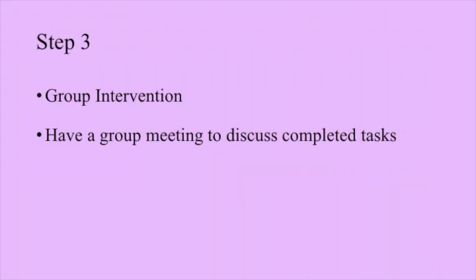Step 3 is group intervention. A group intervention may be necessary in order to persuade members that still are not on board. This does not mean a, so to speak, call-out session, but more of a reminder of what everyone needs to do. Going over what others have completed may pressure those members that are social loafing to get their stuff done.